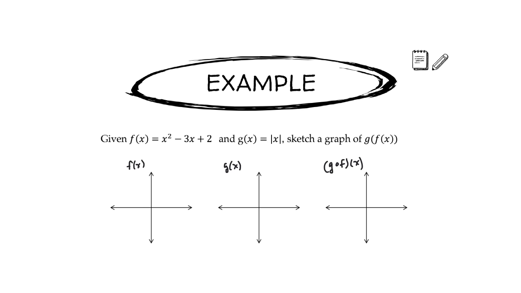In order to graph f of x, I'm going to factor it. When I factor f of x, I get x minus 2 and x minus 1. This helps me find the x-intercepts, 1 and 2. I can also see from standard form that the y-intercept is at 2. That allows me to create a quick graph of f of x. If I wanted my graph to be a little more accurate, I could find its vertex. There it is. Meanwhile, g of x is very simple to graph. This is just the parent graph of absolute value of x.